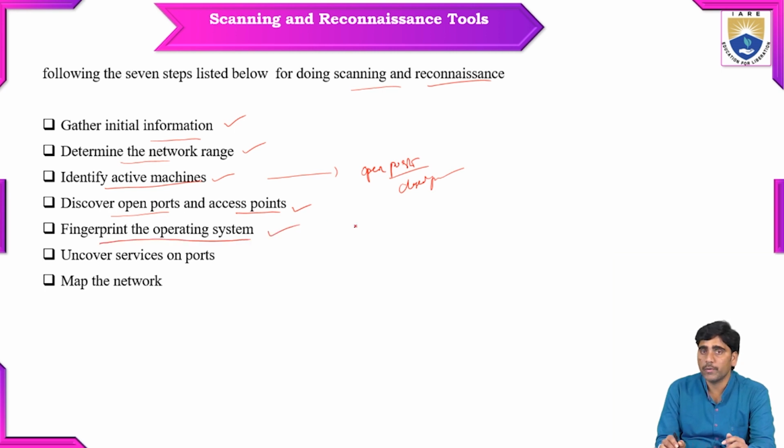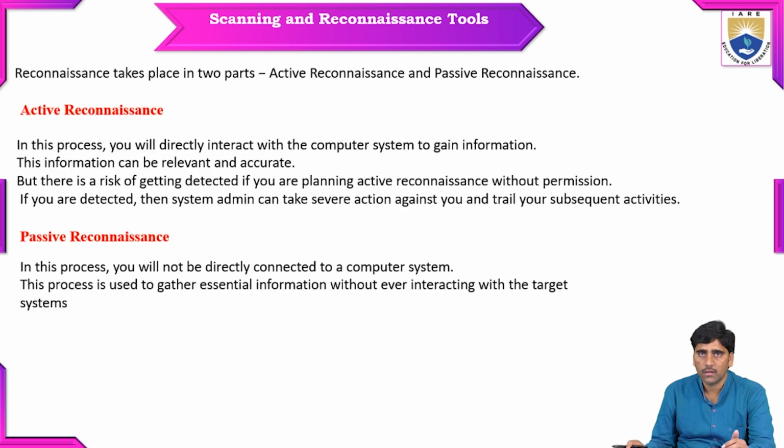Then fingerprint the operating system. What operating system type, server type, and kernel type, everything we have to know. Then uncover services on ports, and map the network. Which type of network topology is being used, we have to get the information about that mapping. For doing scanning and reconnaissance, these are all the steps and mechanisms we have to use.